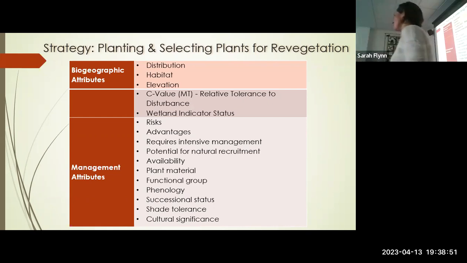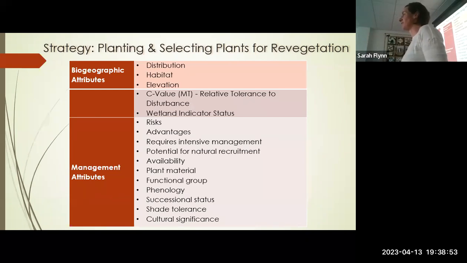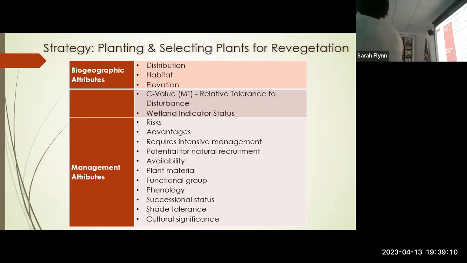We want to think about what the risks of planting a plant are. If it's a really highly palatable species, it may require a lot more effort to get that species going. It may require extra protection to really keep it going. It's like when you plant tulips in your yard and the moose or the deer come by and eat them, you need to fence them. You can't just leave them out there. Should pick a native plant instead of tulips, but they like them.